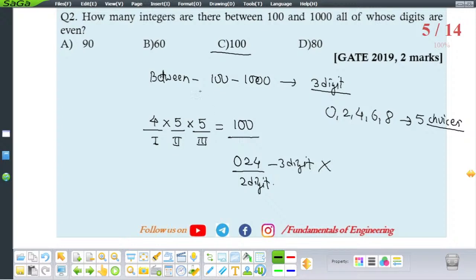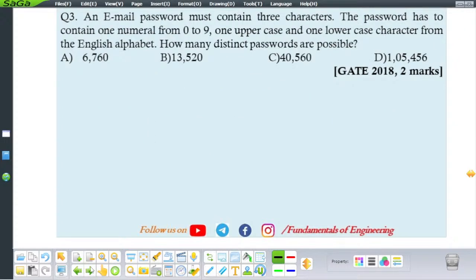Hope you understand. We are not using the formula, because if you use the formula it will take more time to get the answer. So by using this shortcut trick we are getting all the answers. 4 into 5 into 5, 3 digits, a 3-digit number between 100 and 1000. How many? 100 integers we will get.